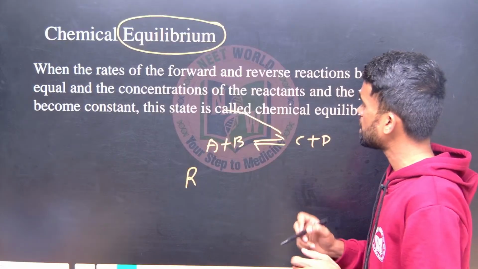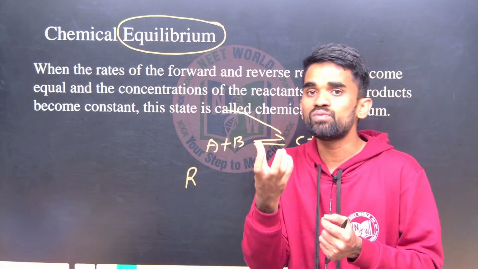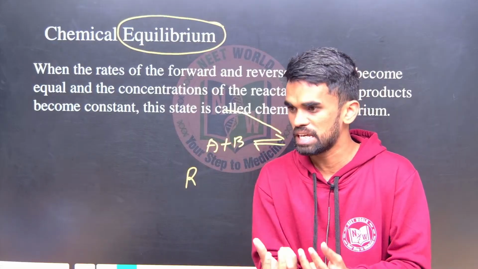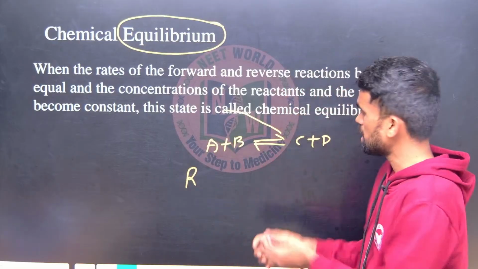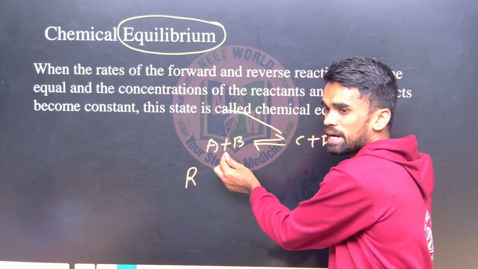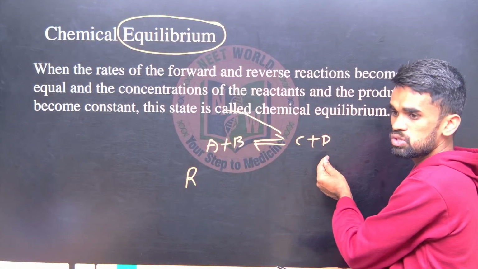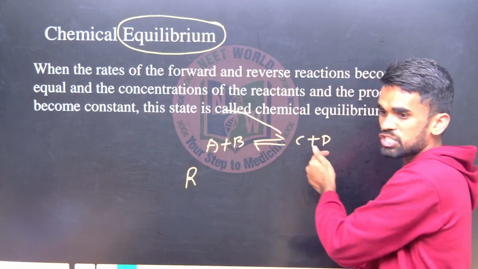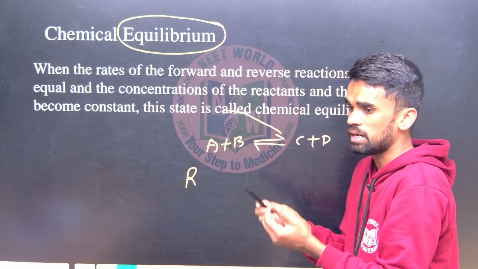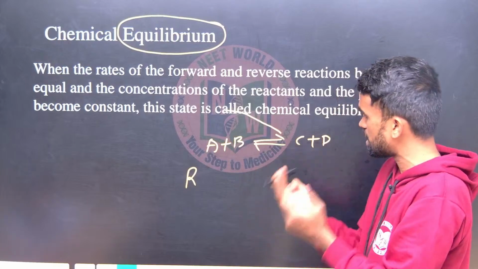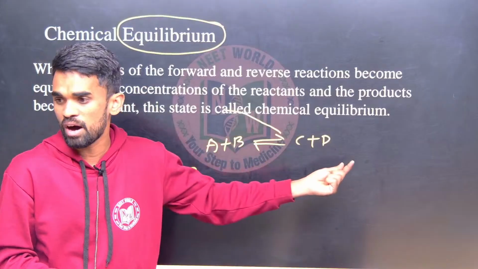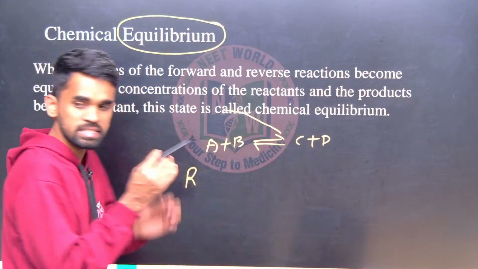Okay, so the rate of a reaction means how fast a reaction is taking place within a certain time. If A and B are combining and moving forward, that will be the rate of the forward reaction. So the rate of a reaction means how fast the reaction is moving forward within some certain time.